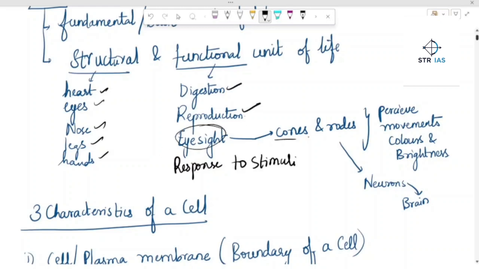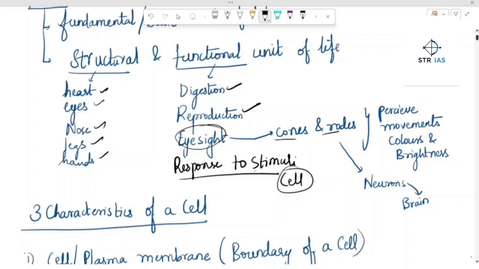We need cones and rod cells in the eyes to perform specific functions. And it also helps to respond to stimuli. Nothing but if anything comes near your eyes, they will automatically close. So that is called response to stimuli. These all things are there or coded in something called the cell.